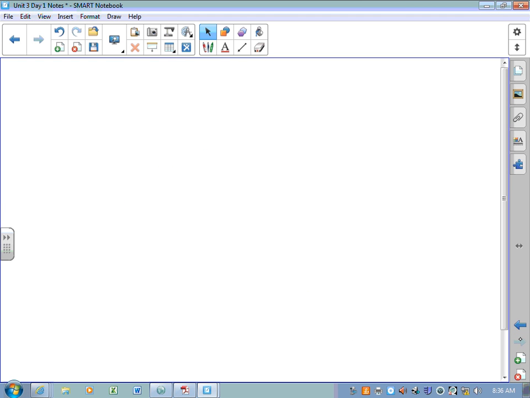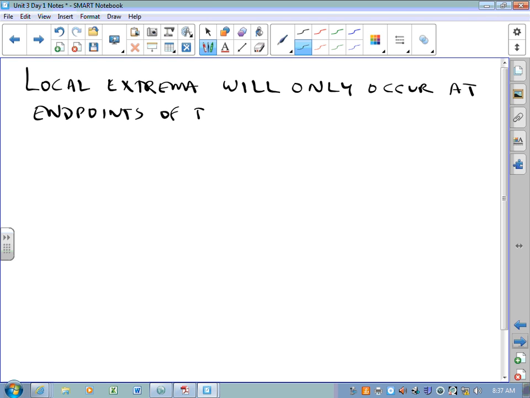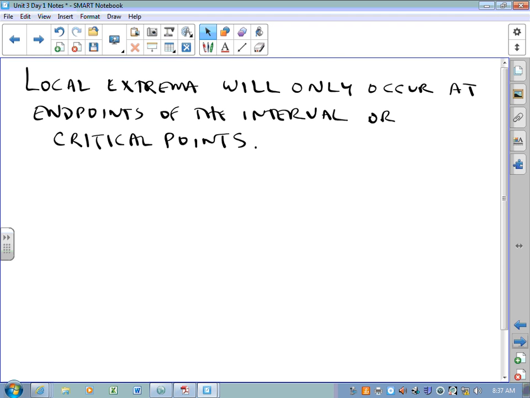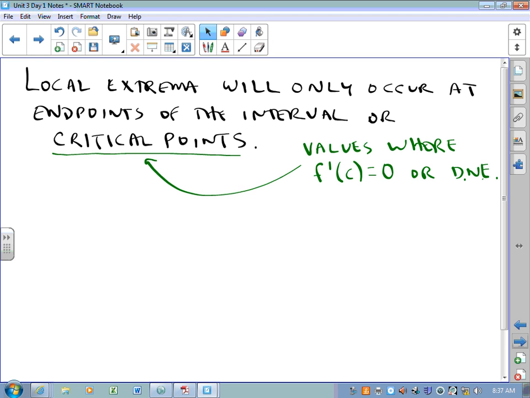So how do we find extrema? Well, this is actually not too bad at all. Local extrema will only occur at endpoints of the interval or critical points. And critical points, for those of us who are really good with our vocabulary, critical points are values where the derivative is 0 or where the derivative does not exist. If I'm looking for local extrema on an interval, they will only happen at the endpoints of the interval or at a critical point inside.